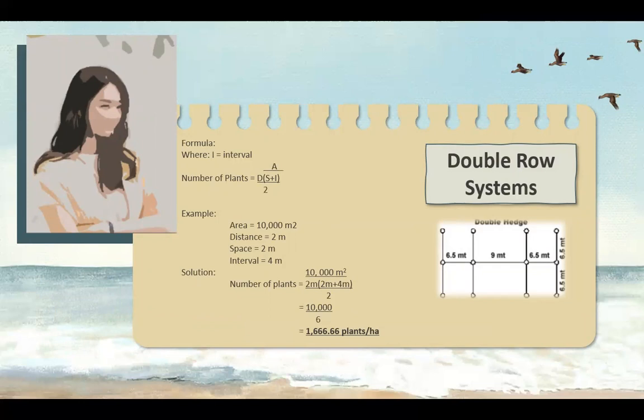For the solution, follow the formula. For the area, we have 10,000 square meters divided by the distance, 2 meters, our space, 2 meters, and then the interval, 4 meters, divided by 2. Remember to simplify first the lower part of the problem. So 2 meters plus 4 meters is 6, times 2 is 12, divided by 2 is 6. So 10,000 square meters divided by 6, our answer is 1,666.66 plants per hectare.